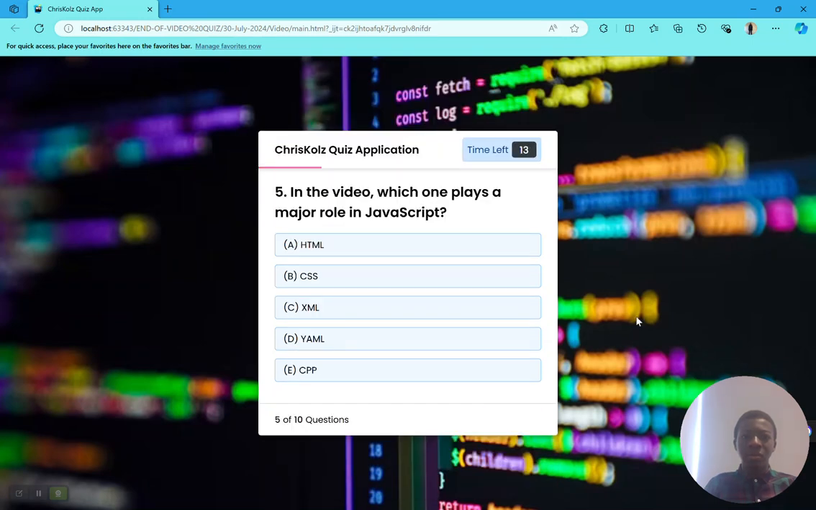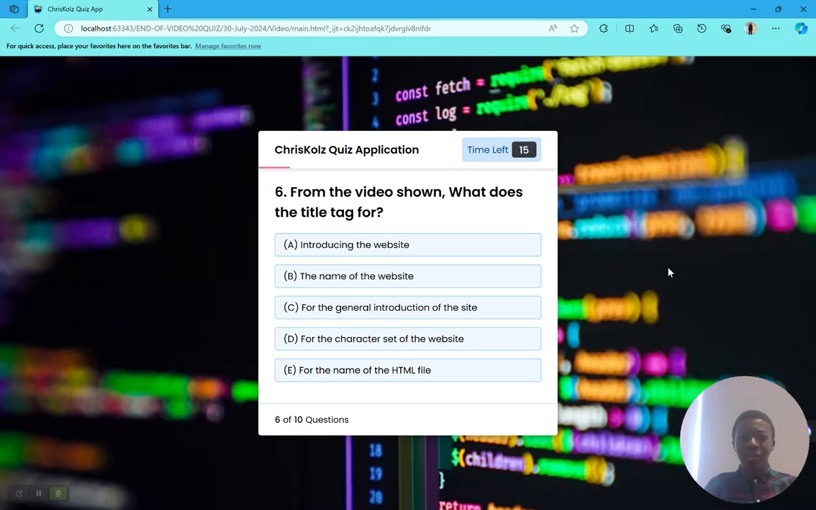Which one plays a major role? I'll explain. The answer would be HTML, because it provides a more scoped detail of how a JavaScript program would work, and how to attach an HTML program to the JavaScript through a series of techniques. That's how HTML plays a major role in JavaScript. You can even create a book with it if needed.